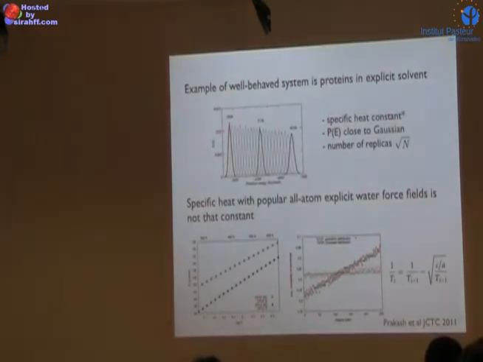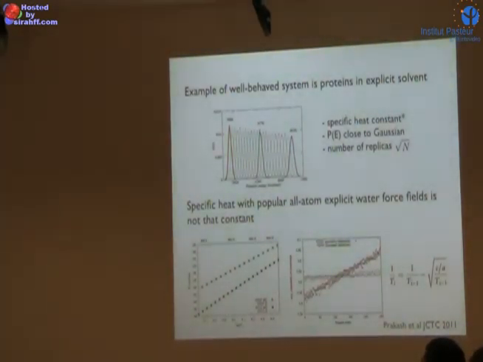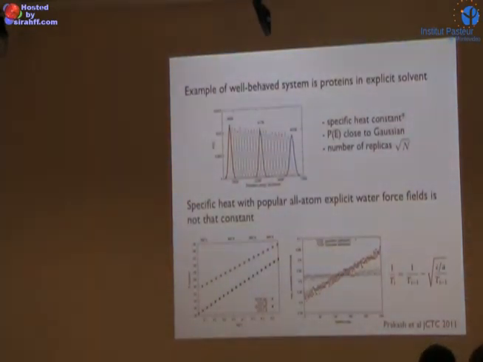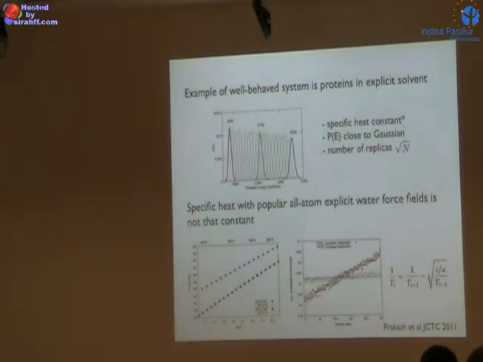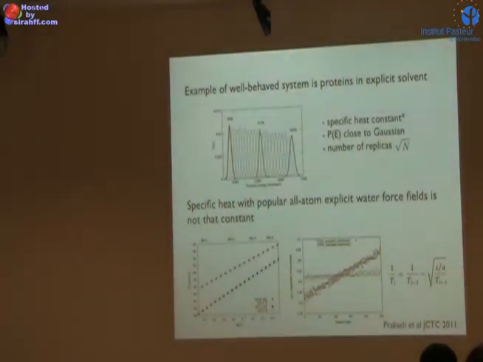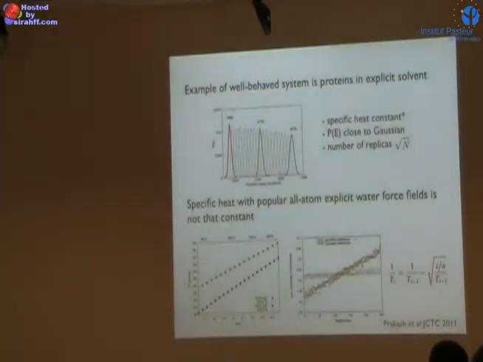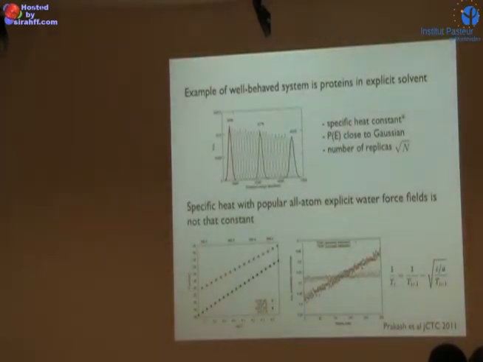To be honest, the specific heat of some of the water models that you use, SPC, TIP3P, is not constant. There is a nice paper from 2011 that shows the average potential energy as a function of temperature. This is actually the logarithm of temperature, and you can see that it is linear in this quantity. The specific heat is the derivative of the average value of the energy with respect to the temperature, so you expect a linear relation when the specific heat is constant. Here the linear relation is with the logarithm of T, so it's not constant at all.